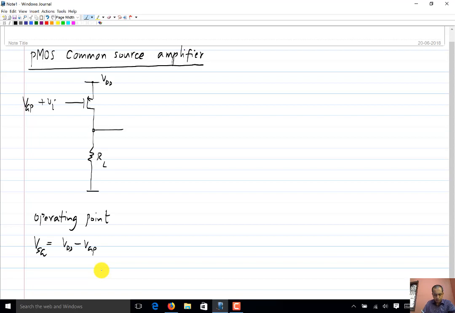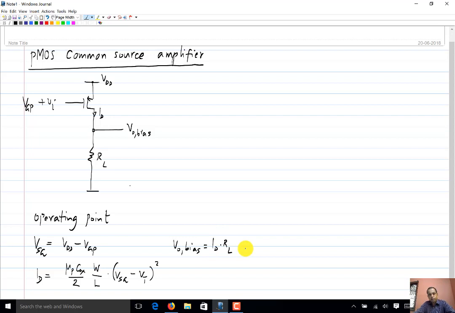Okay, and a certain current ID flows through the PMOS transistor given by the square law equation at the operating point, and it's given by mu p Cox by 2 W by L times VSG minus VT squared, and the output bias point, the output operating point, would be the operating point current times RL.